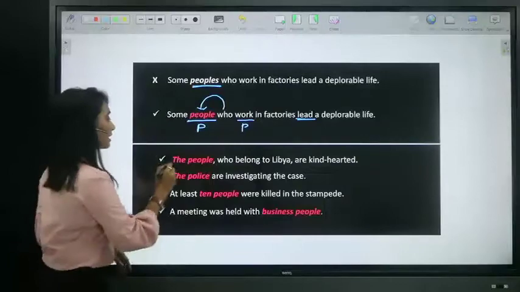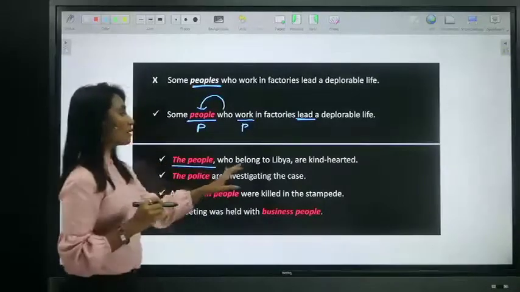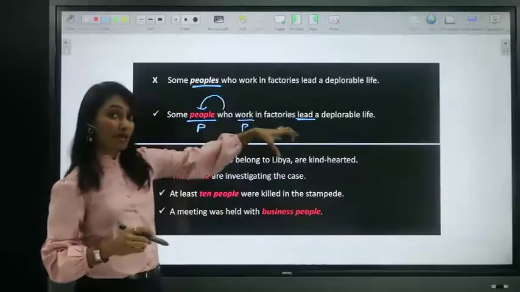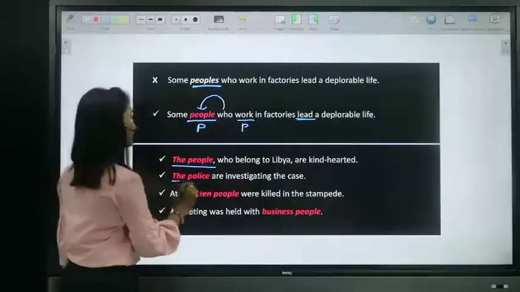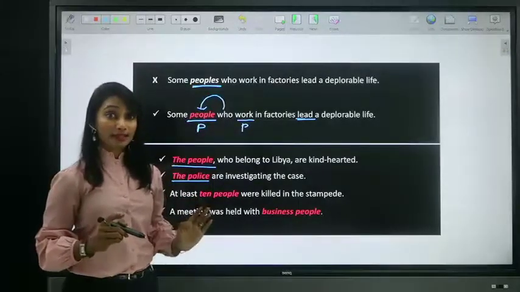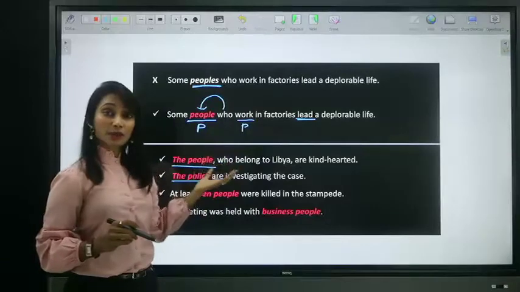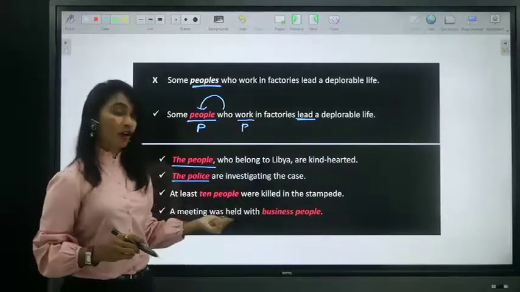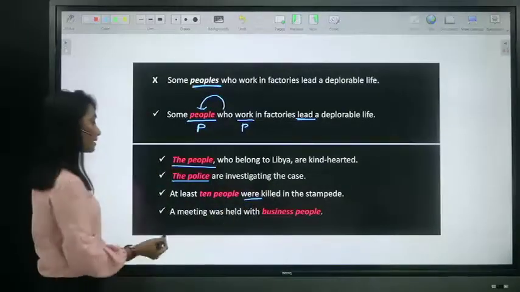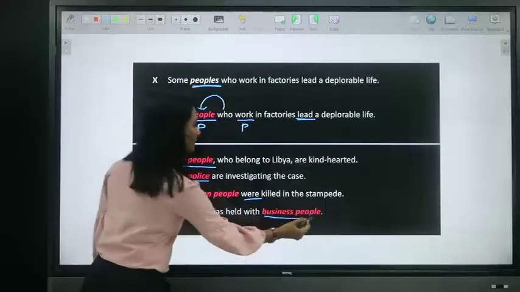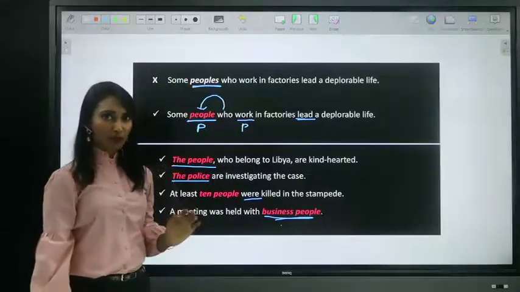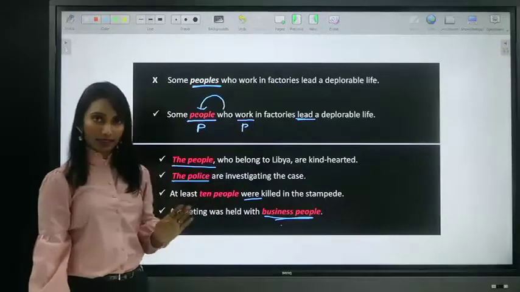Now look at this. The people who belong to Libya are kind-hearted. Here we are specifying the people. Now the police are investigating the case. I already told you, police, the police, the people. So people and police are plural nouns. At least 10 people were killed in the stampede. A meeting was held with business people. So remember guys, the word people itself is plural. So we should not add the letter S.